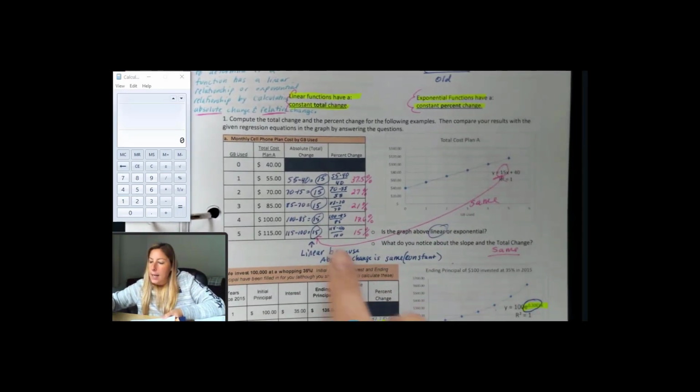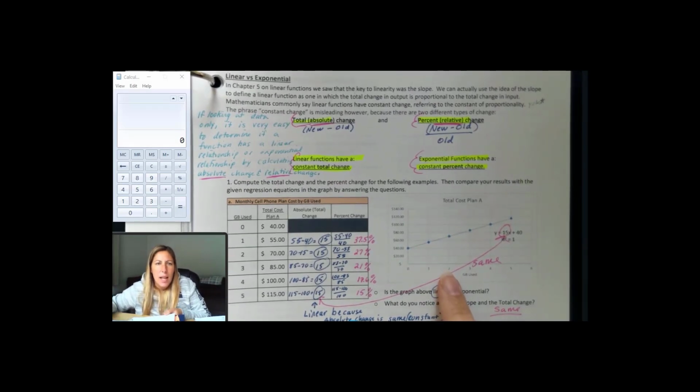So if I go back a few pages, and I go back to this page where we discussed linear versus exponential. It's in the last lesson, the last page of the last lesson.